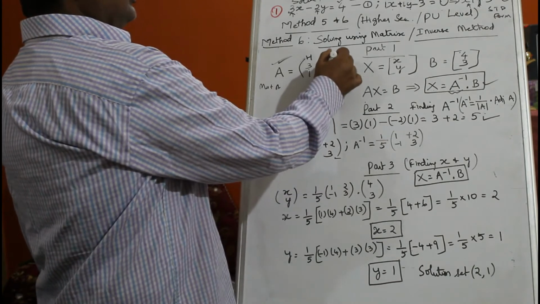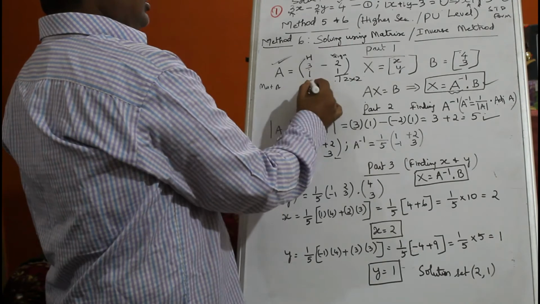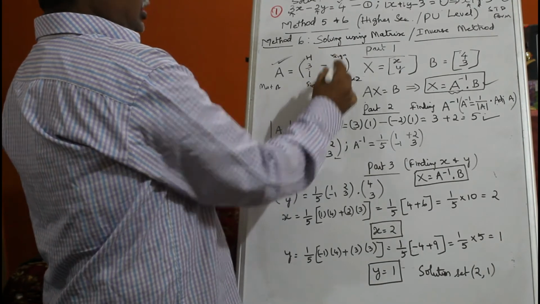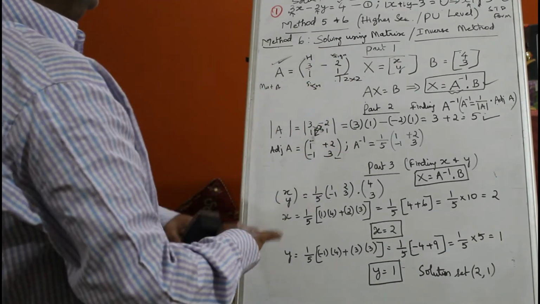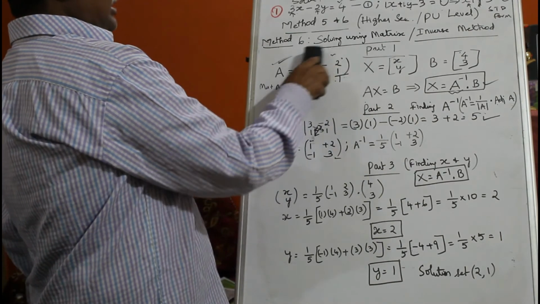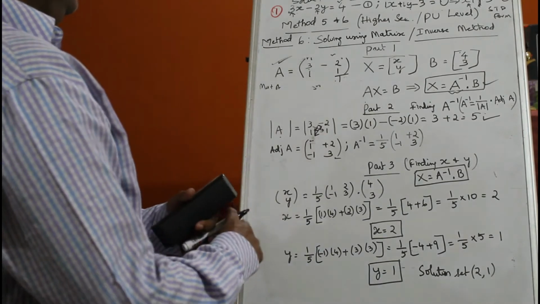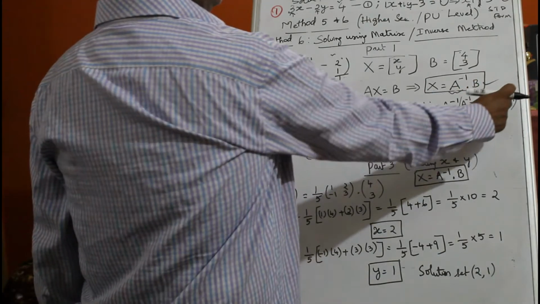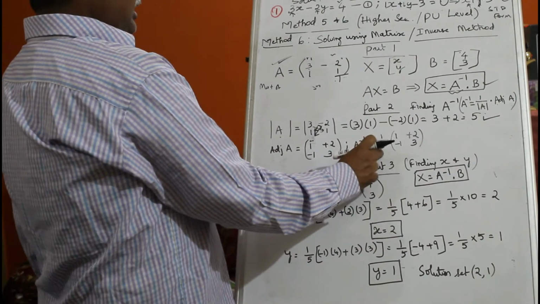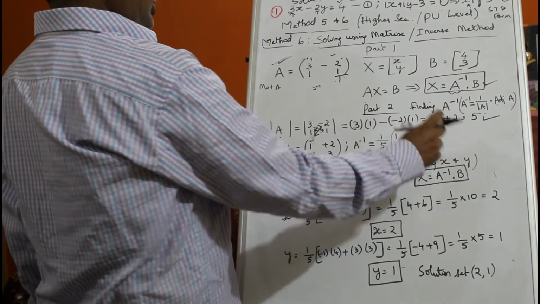Change the sign of the other 2. You have to change the sign of these two, plus 2 and minus 1. So it's quite easy. You change the head and tail, and change the sign of the other 2, and you get the adjoint matrix. And the inverse matrix is 1 by determinant A into adjoint A. 1 by determinant A is nothing but 5, and you put this adjoint A here.